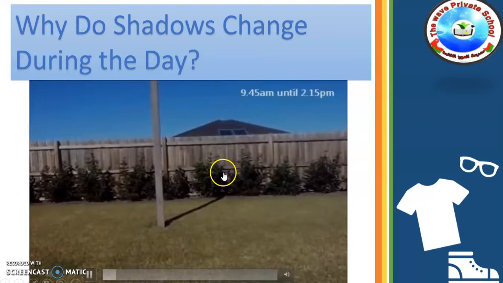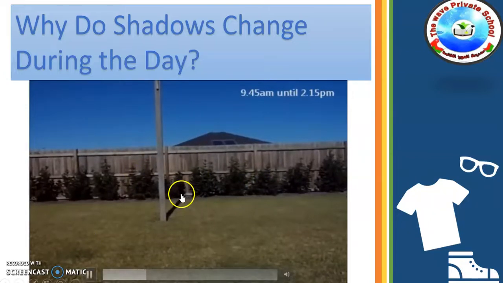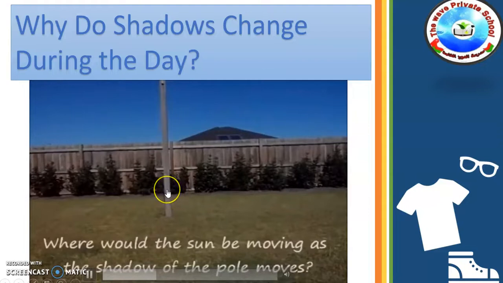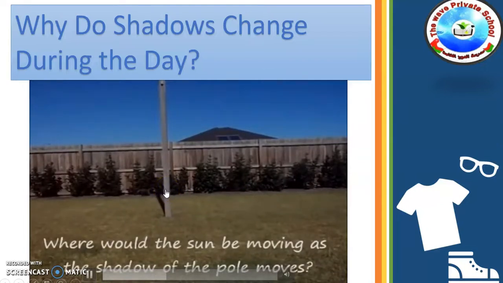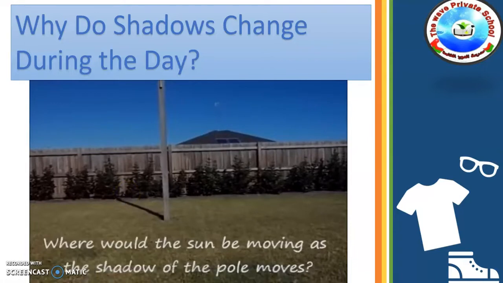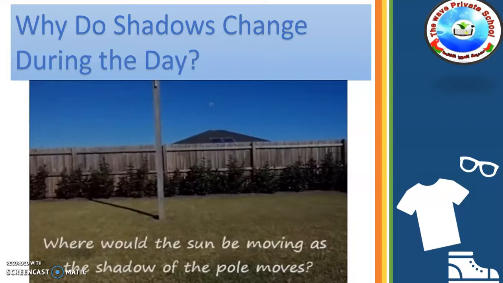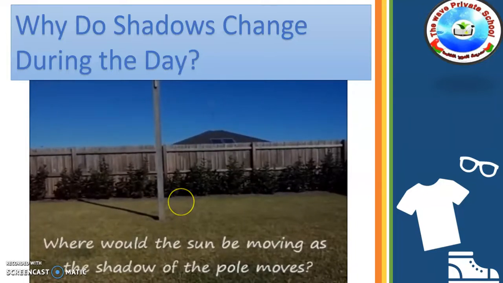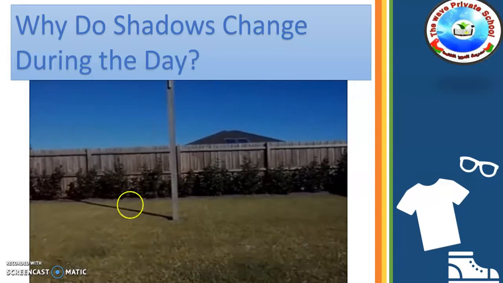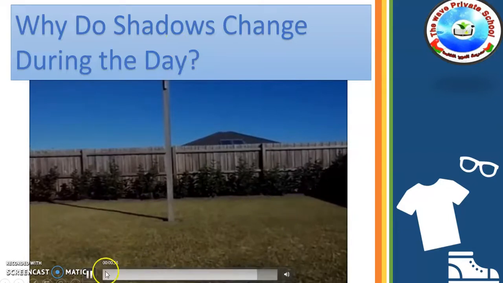So the shadow is here. This is the length of the shadow. Look at that, it moves until here. The shadow is here now. So where would the sun be moving as the shadow of the pole moves? So the shadow is here. The length of the shadow is here. Look at that as it changes in the whole day. So now I do hope that you've got an idea why the shadow changes during the day.